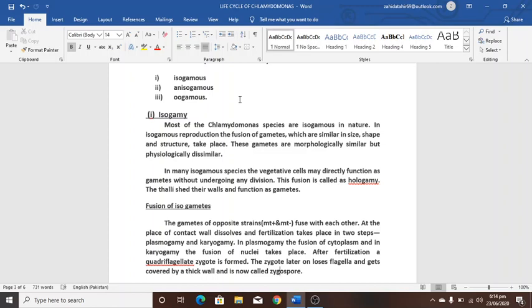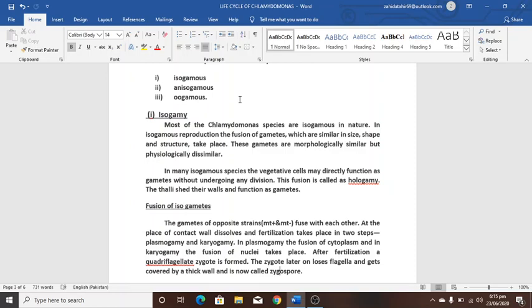In isogamous reproduction, the fusion of gametes which are similar in size, shape, and structure takes place. These gametes are morphologically similar. Their morphology, the appearance, is similar but physiologically dissimilar, that is, their function is not similar with each other.